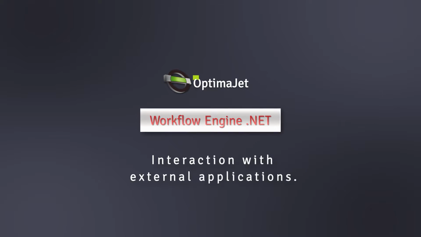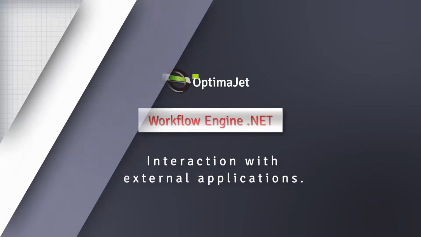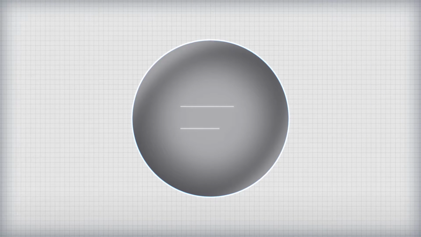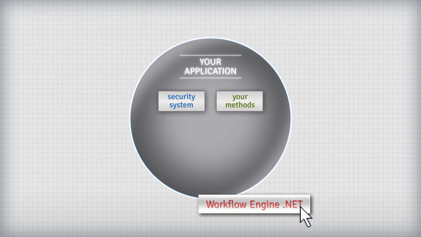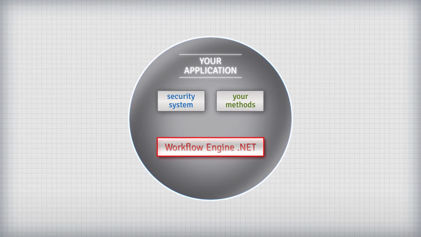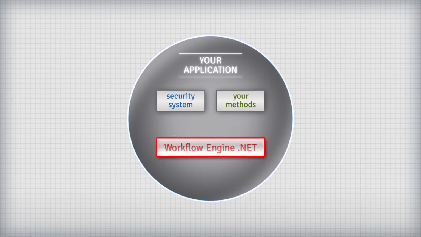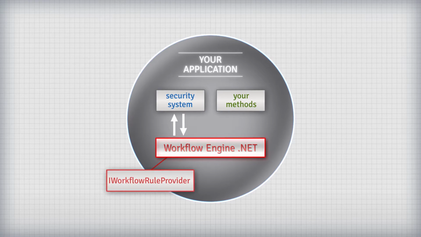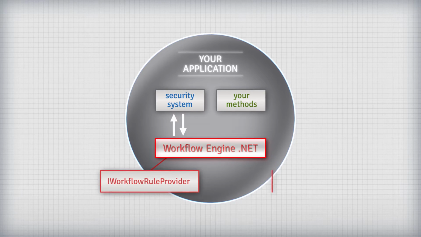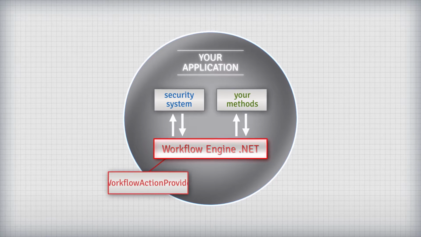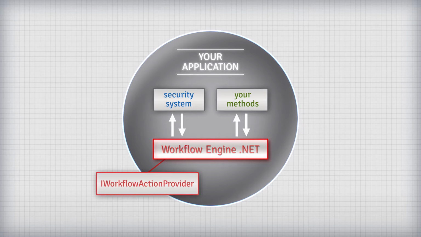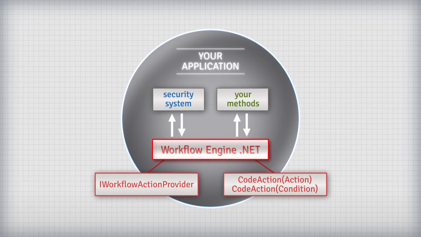Interaction with external applications. WorkflowEngine.net does not have a built-in security system. This is actually great because it means you can integrate it with any security system you have. This can be done via rules that can be implemented in iWorkflow Rule Provider or in the designer using code action. To call an external method, you can either use iWorkflow Action Provider or call it directly from the designer using code action.